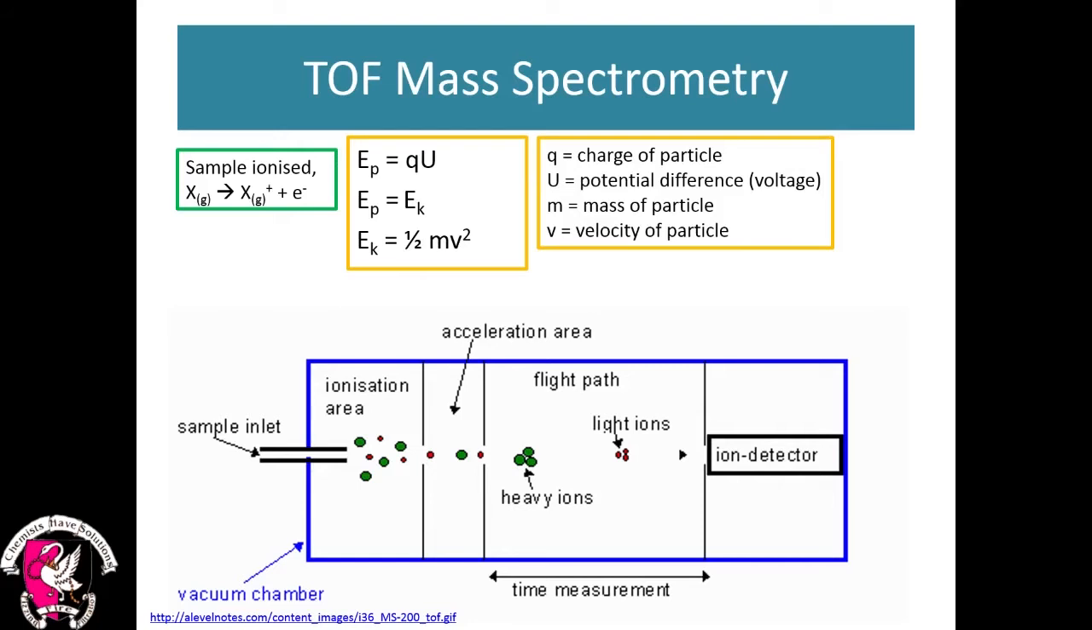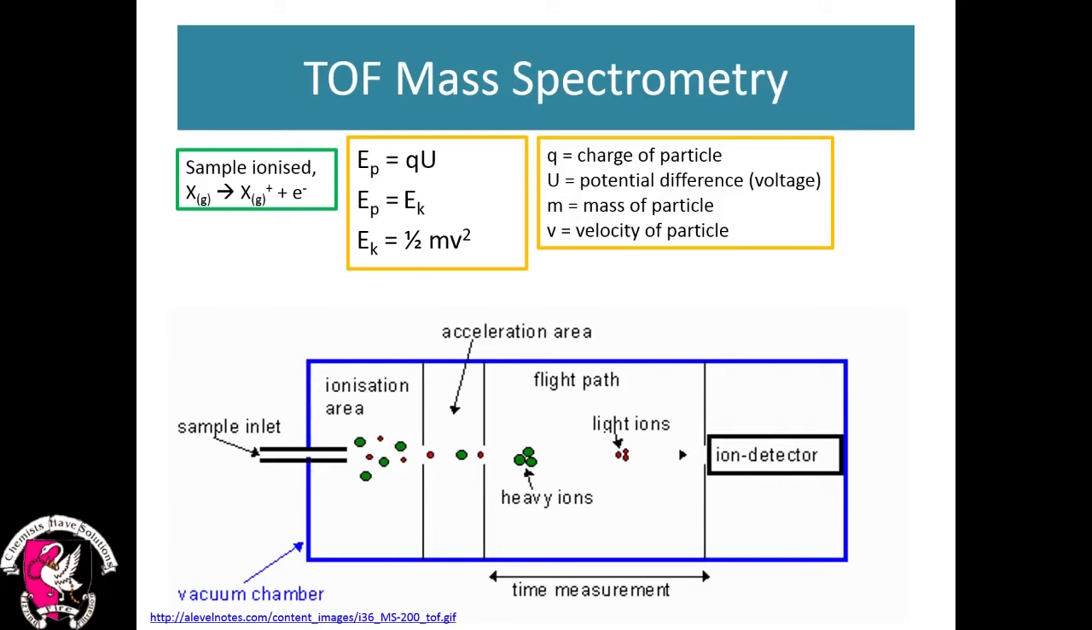So just a few equations here. You don't need to memorize these or know these or anything, but it's just a bit of information. So EP, the potential energy, is equal to the charge of the particle, which will most likely be 1 in all these cases, multiplied by the potential difference, so the voltage that you will apply, and that will be constant. Then all of that potential energy is converted into kinetic energy as it starts to move. Okay, so we can say that the potential energy is equal to the kinetic energy, and the kinetic energy is equal to obviously a half mv squared, where m is the mass of that particle.